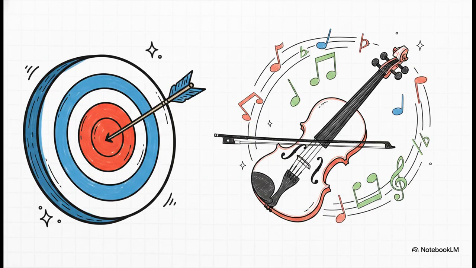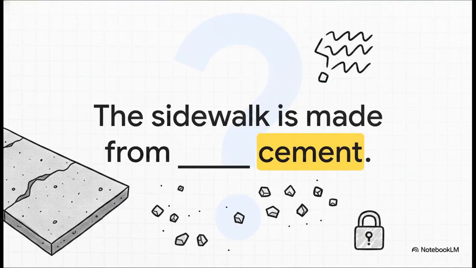If you guessed the, you totally nailed it. The violin is a difficult instrument to play. When we talk about musical instruments in a general sense like this, we typically use the. Okay, let's try another one.